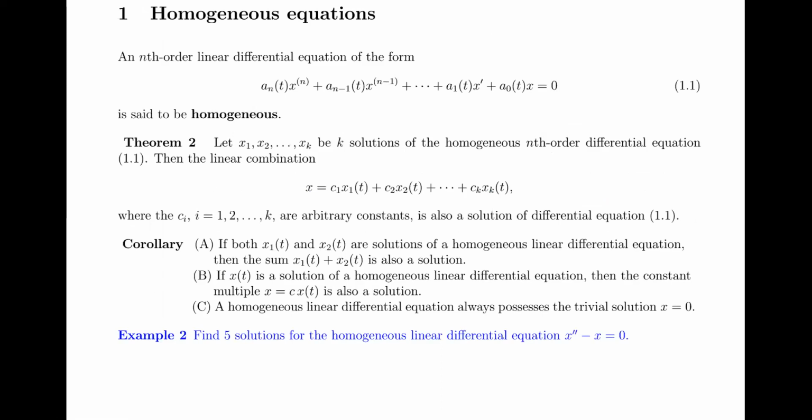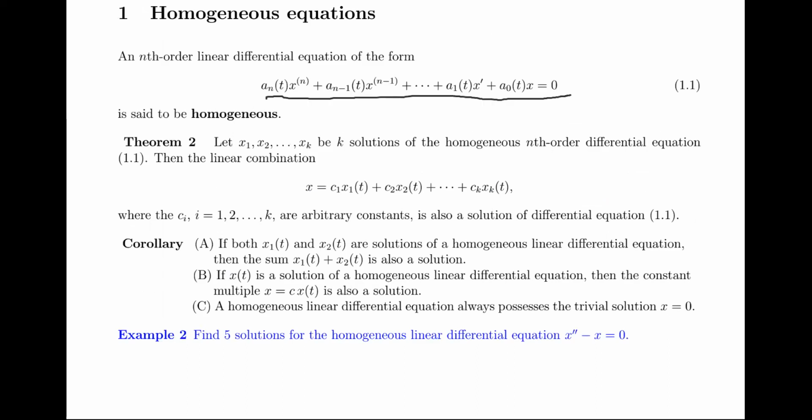So an nth order linear differential equation of this form is said to be homogeneous. And what is the difference here? The only difference is that our g of t is equal to 0. We've used homogeneous previously in this course, but now when we talk about an nth order linear differential equation, homogeneous in particular means that our g of t, that function over on the right, is 0.